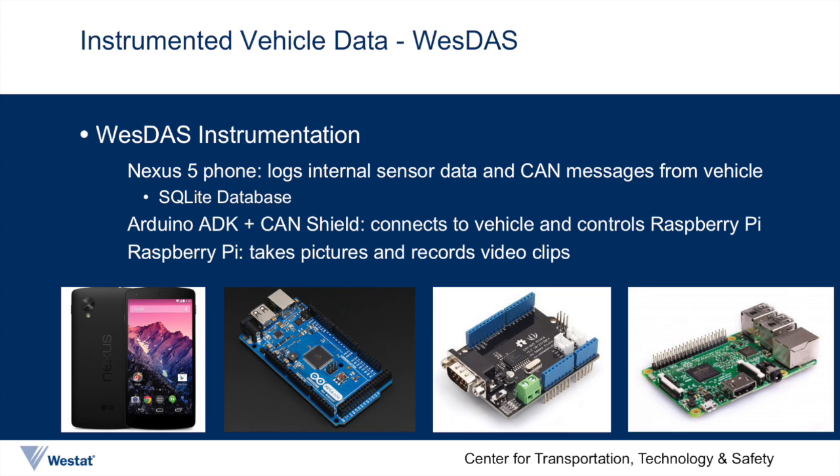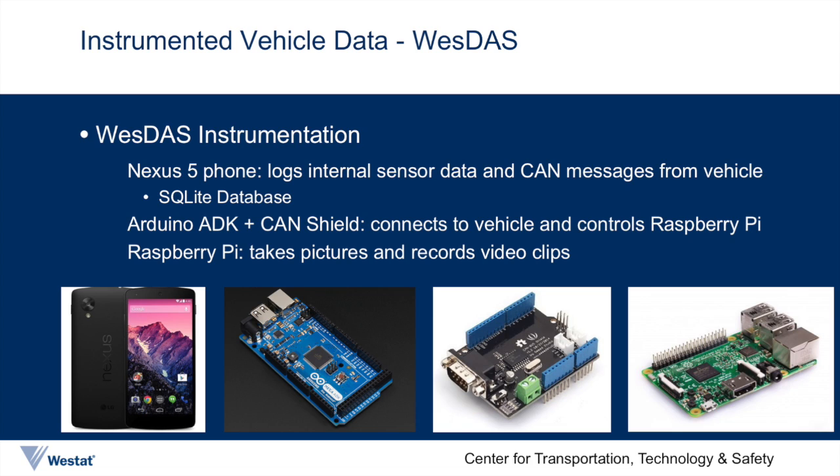So as I said, we had an Android phone. We're using an Arduino, which is a programmable microcontroller board where you can hook up different sensors. And we're using a Shield, which is just an accessory board that plugs into the Arduino to connect to the OBD port in the vehicle to get the data. So that's the main data acquisition system for getting the data from the vehicle.